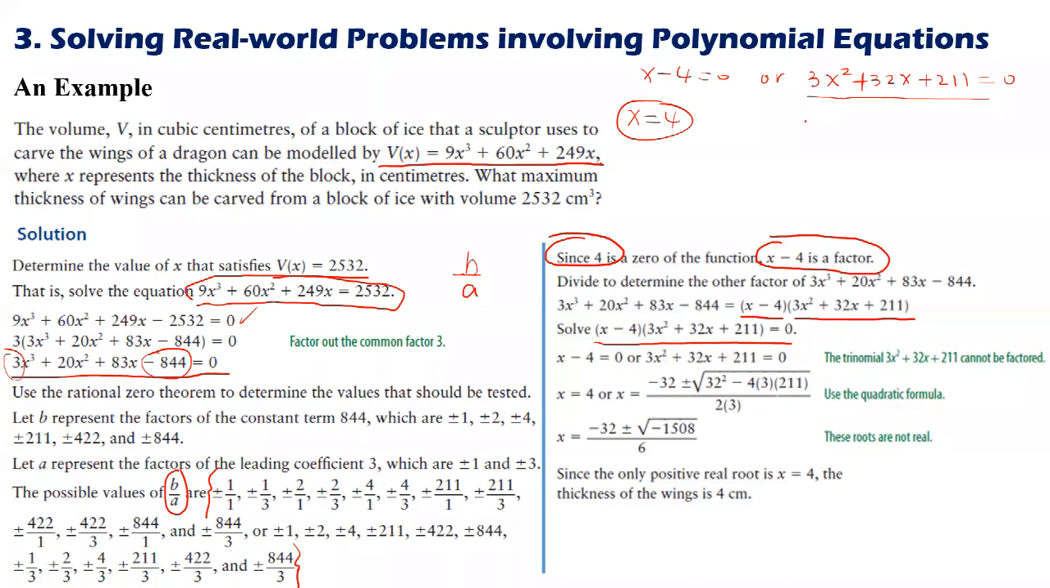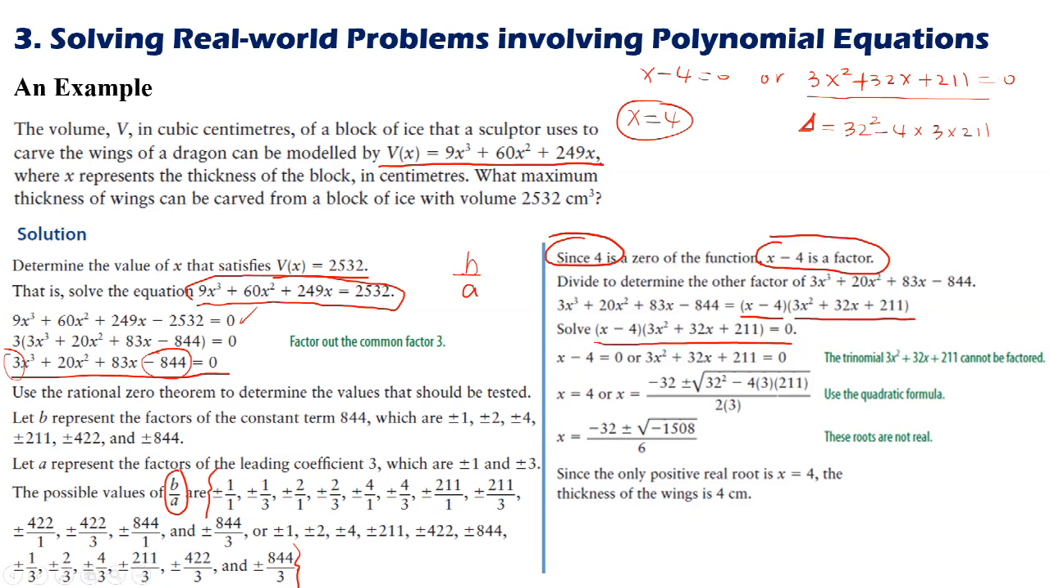Well, usually we can solve it by completing the square, using existing formulas, or by using the discriminant, right? So let's check the discriminant first. The discriminant is b squared, which is 32 squared, minus 4ac, right? So 4 times 3 times 211.